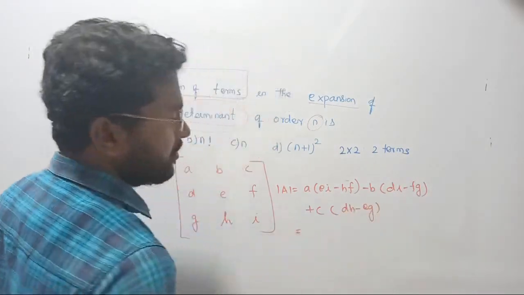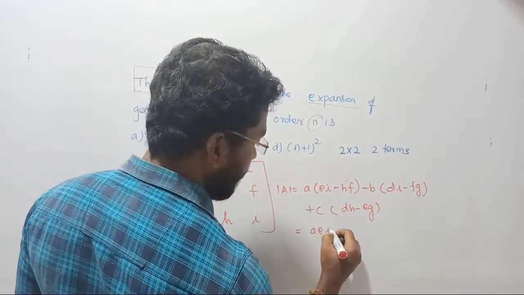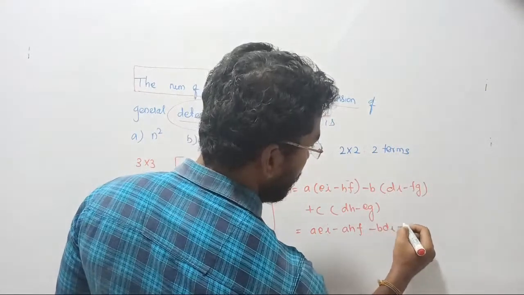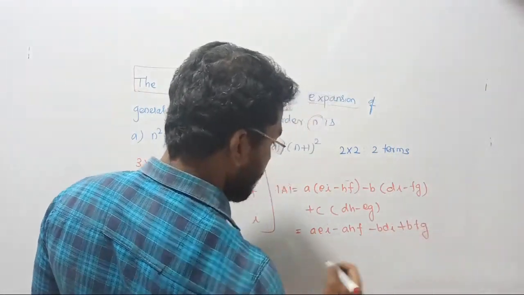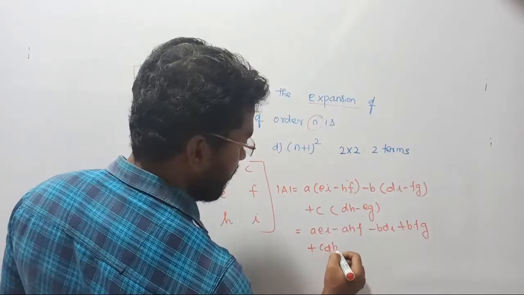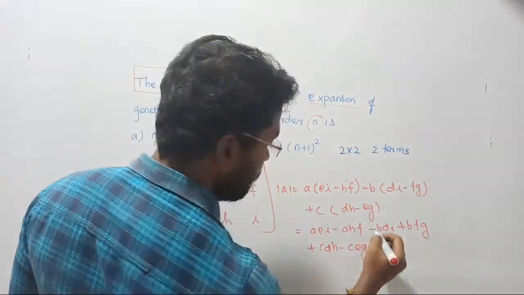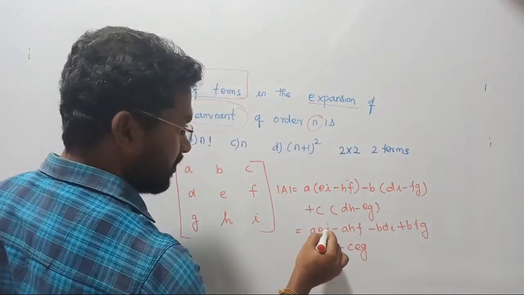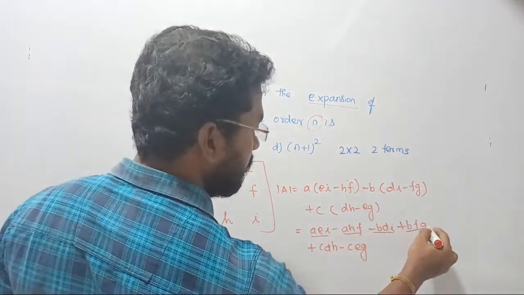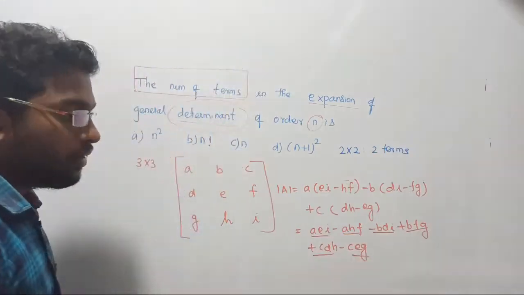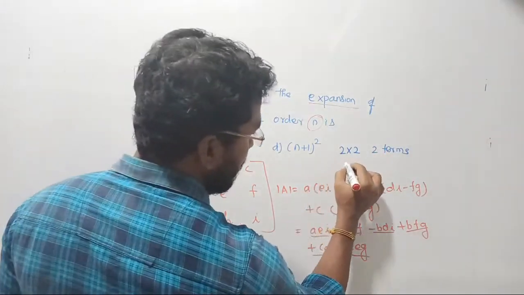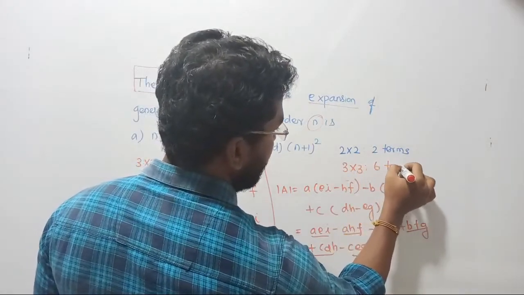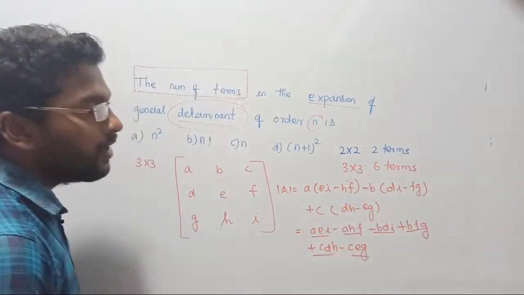If you open up the brackets, what happens? A E I minus A H F minus B D I plus B F G plus C D H minus C E G. How many terms are there? 1, 2, 3, 4, that is term number 1, term number 2, term number 3, term number 4, term number 5, term number 6. So the conclusion: for a 3 cross 3 matrix, we are going to get 6 terms.